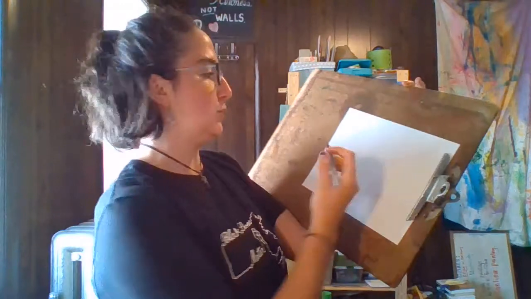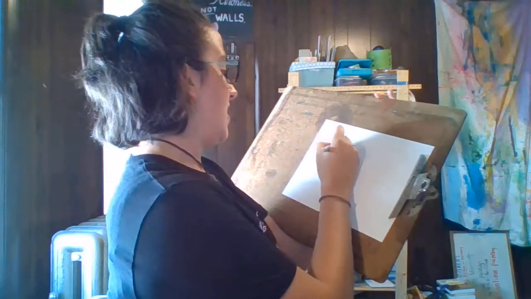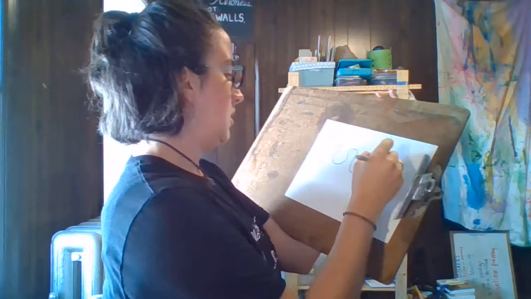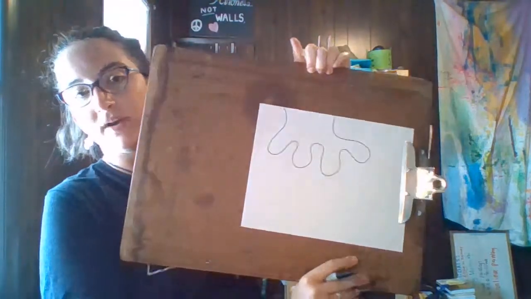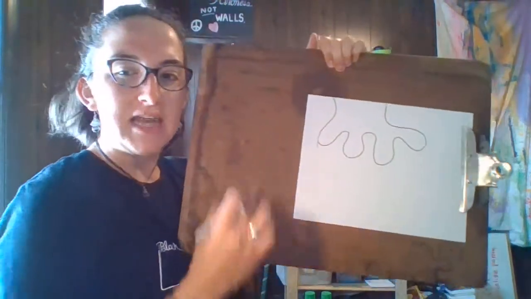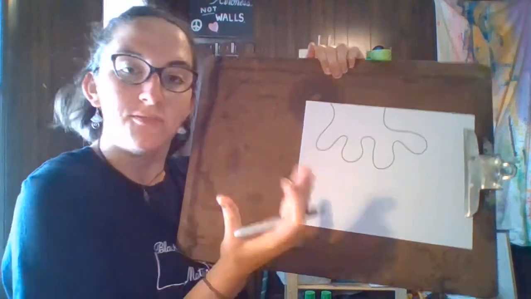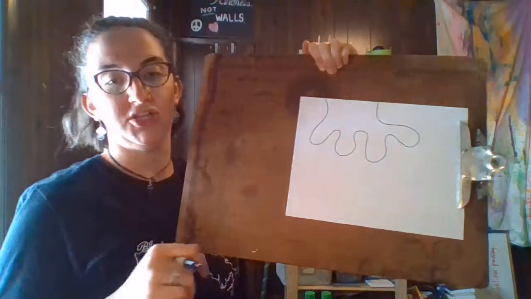So I know I need one organic shape, okay? And I really like those blobs that I started with. So I'm gonna do one of those, okay? I have one of my organic shapes. Now, did you see, did I make my blob really tiny? No, because our goal is to fill the whole page.